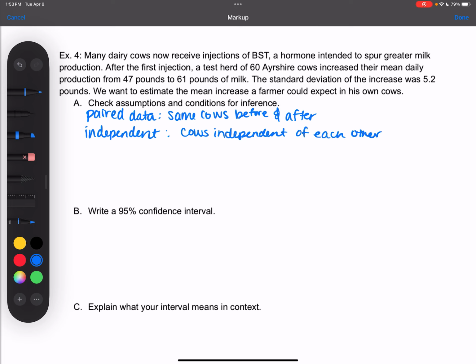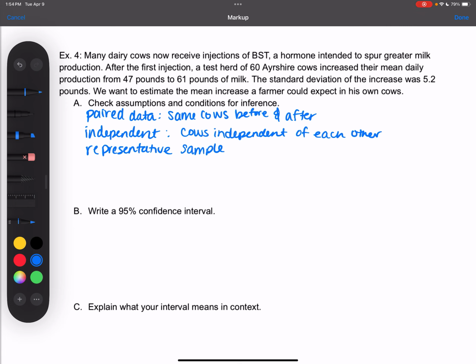So one cow's production does not affect another. Random or representative? Representative. So it's a representative sample, because it indicates that it's just from one particular farm, or well, from that specific farmer's herd, so representative of all, you can assume.